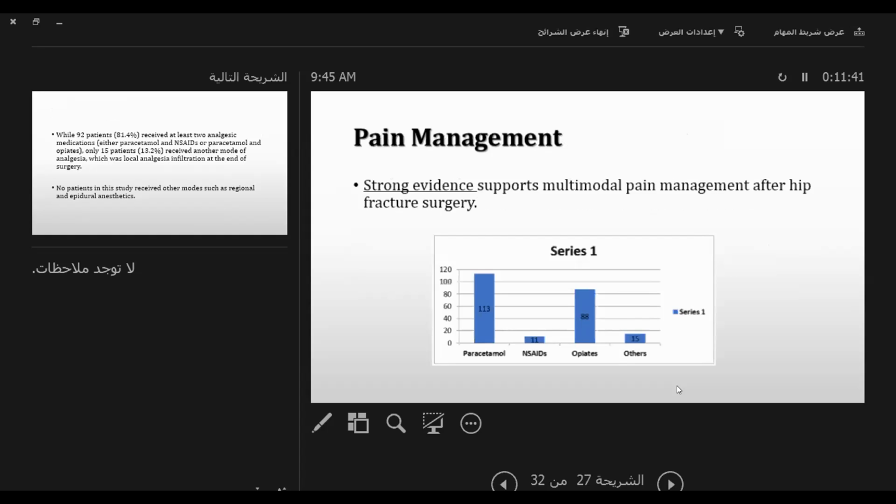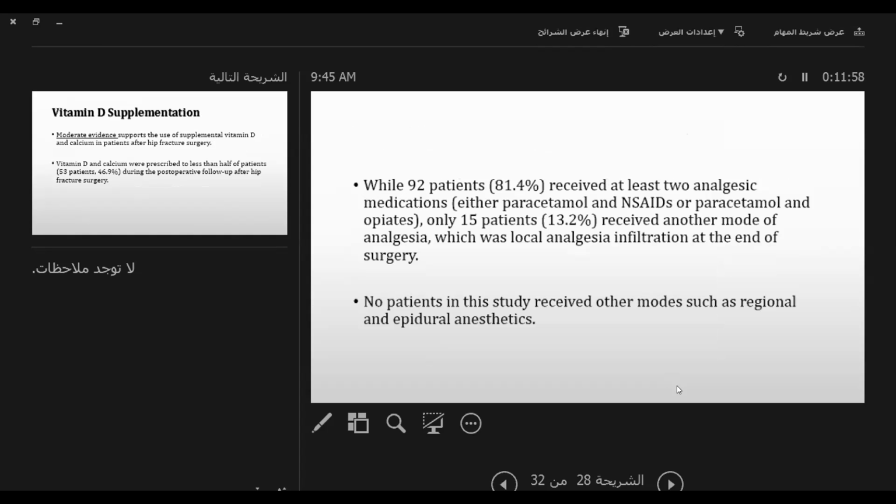Regarding pain management, the AOS recommend multimodal pain management after hip fracture surgery. Our modes of analgesia at Jordan University Hospital include paracetamol, non-steroidal drugs, opiates, and local anesthesia infiltration at the end of surgery. About 80% of our patients received at least 2 types of analgesia, either paracetamol with non-steroidal or paracetamol with opiates, and another 15 patients received another mode of analgesia, which was local analgesia infiltration at the end of surgery. But none of our patients received another mode of analgesia, such as regional or epidural anesthesia.